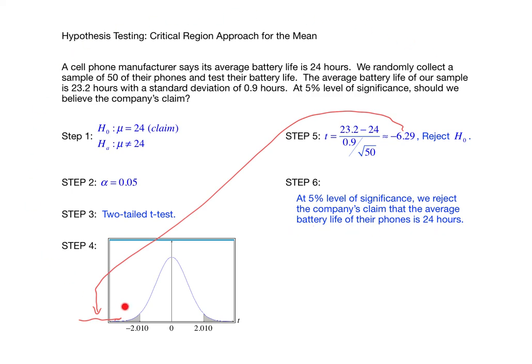This is what your standard write-up should look like when doing the critical region approach for hypothesis testing on the mean. Let's now take a look at a whole new problem where we use the critical region approach.